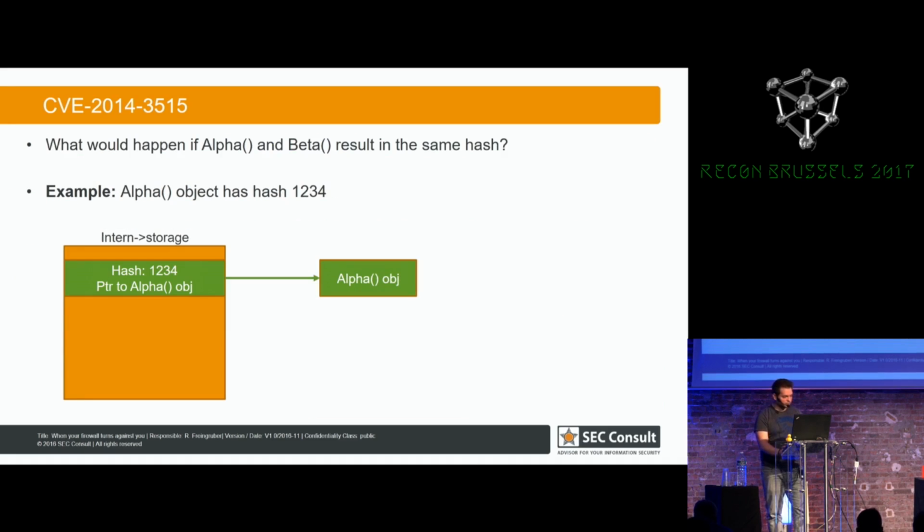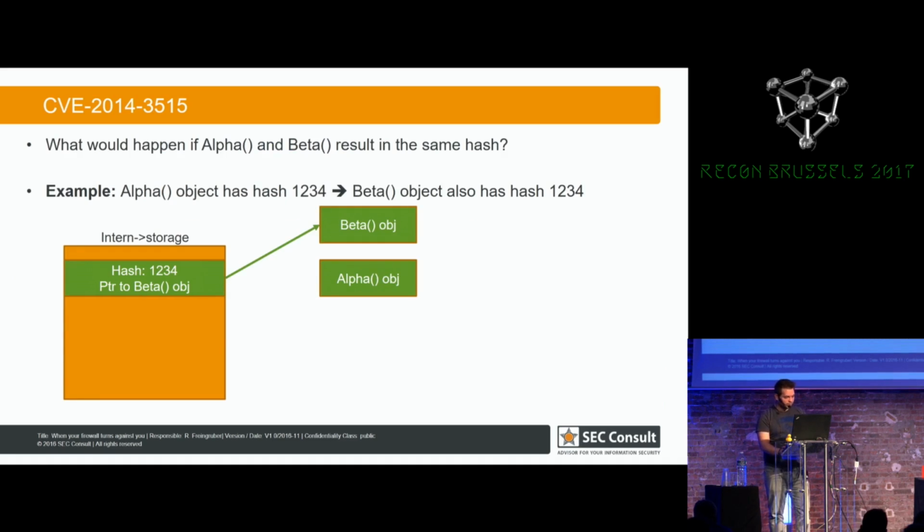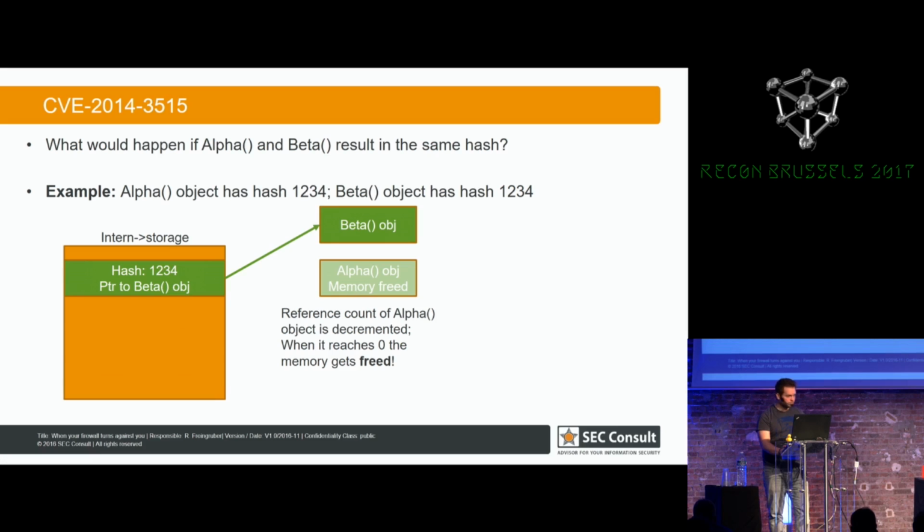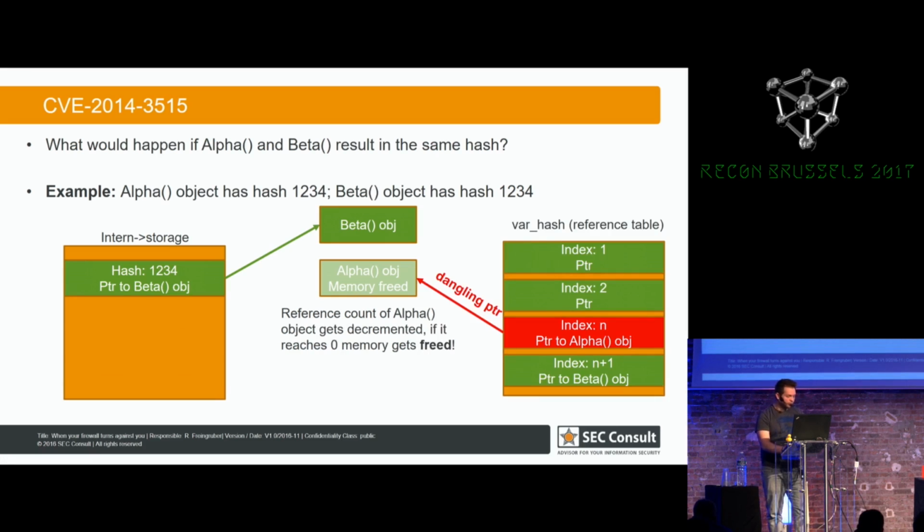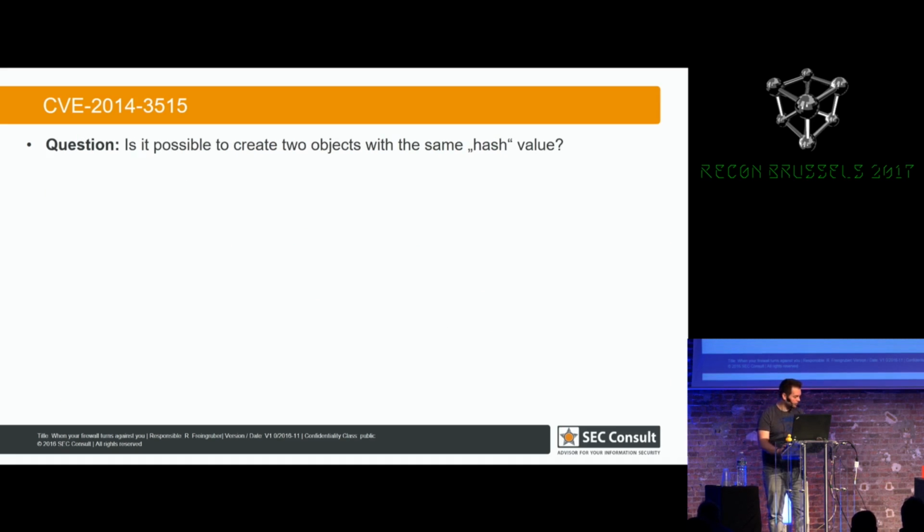The problem occurs as soon as we try to find 2 objects which have the same hash. So for example, if I now have the beta object having the same hash, I will override this pointer here. So now there's no pointer anymore to the alpha object. That means alpha will be freed from memory. But I still have a reference to it from the reference table, because this reference here is not counting the reference count, which is, I think, the main problem, because all use-after-free vulnerabilities work like this, and if they would just increment the reference count here, they would have prevented many use-after-free vulnerabilities.